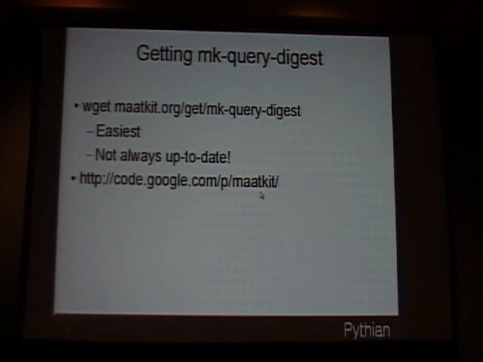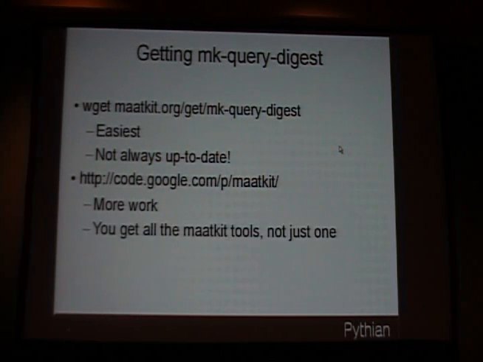The repository is at code.google.com/p/maatkit. It's a little more work because you have to go to the website and download it, as opposed to just wget. I guess if you know the actual release number, you can use wget to get it, or you can use links to find your way. But it's a couple of clicks. You also get all the Maatkit tools, not just one, because you get the whole release. But it is the most up-to-date.